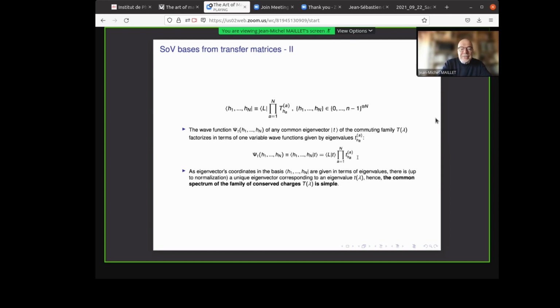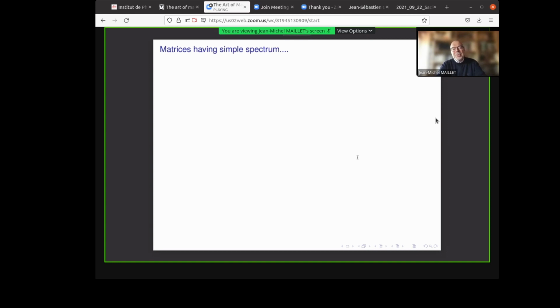So this is very interesting because if you have simple spectrum, then you should think a bit about what the consequences are for matrices having simple spectrum.